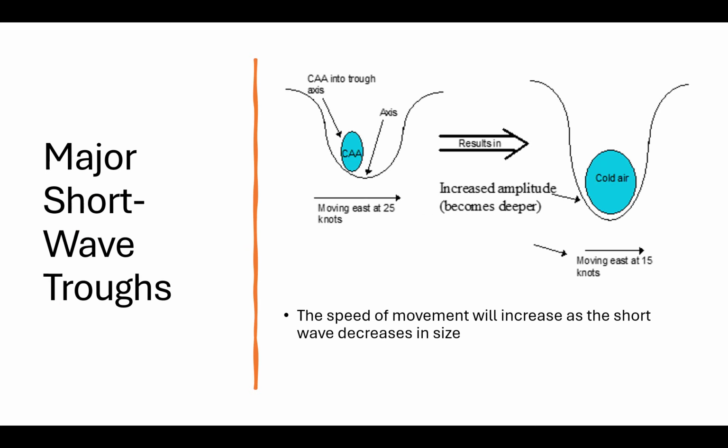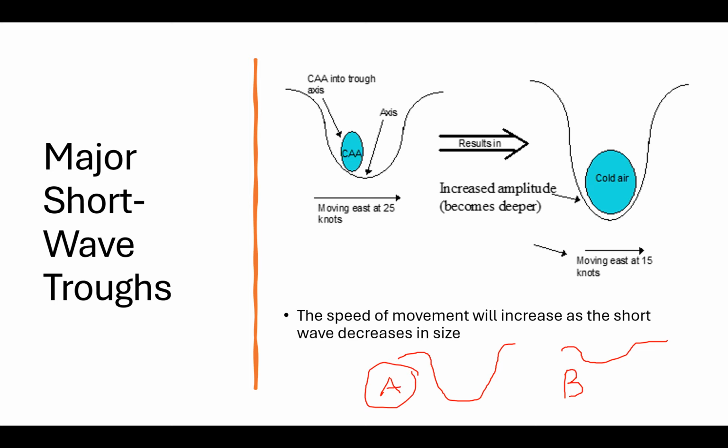And here's an example. Speed of movement will increase as the shortwave decreases in size. Kind of getting back to long waves, it is very similar with short waves. Let's just look and examine this. Which one of these shortwave troughs do you think will move quicker? Do you think it'll be A here on the left, or do you think it'll be B? Which one's going to move faster?